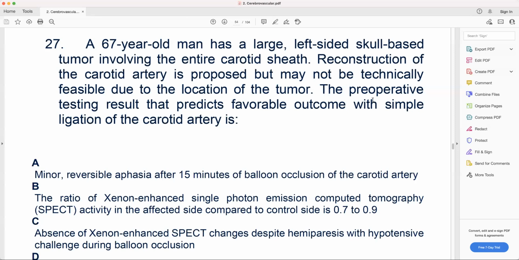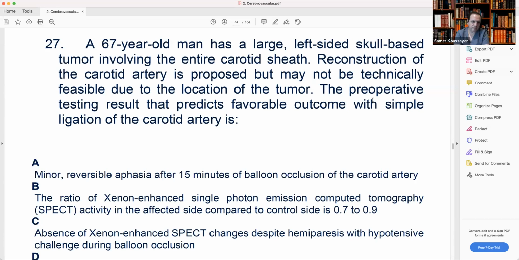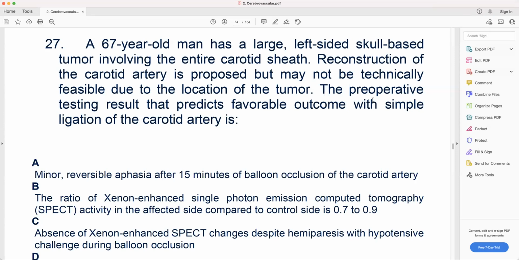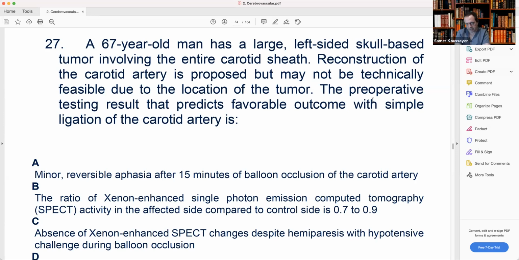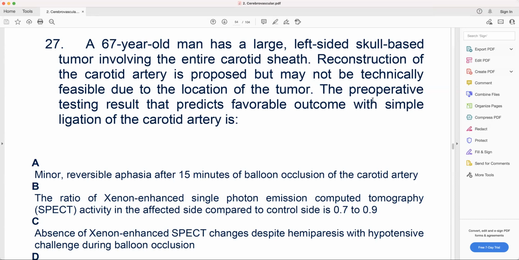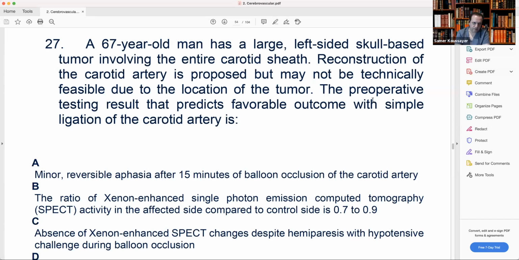So before you go there, they are talking about deciding to ligate the carotid artery. This is the plan, because there's a tumor involving the internal carotid artery and, in the surgery, 90% you're going to ligate the internal carotid artery. So before you ligate, what do you need to do? What tests do we usually do? Occlusion test. Balloon occlusion test, yes. So this whole question is about the balloon occlusion test.